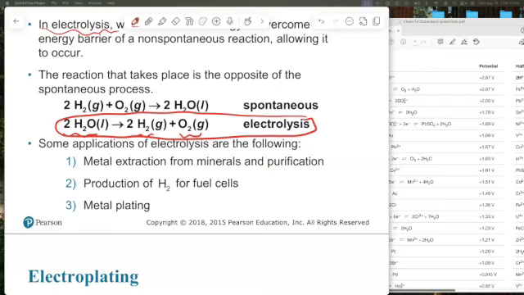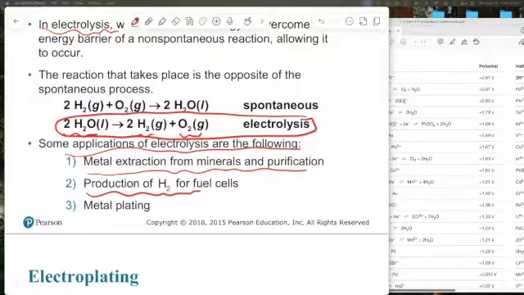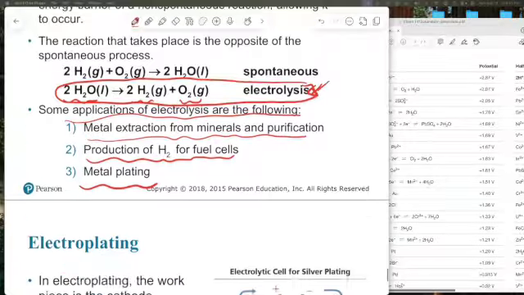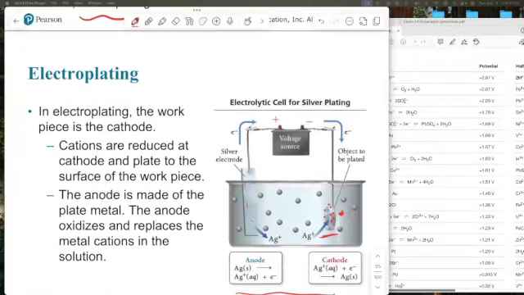Okay. Some applications of electrolysis are the following: metal extractions from minerals and purification. So we can use that to isolate the element from a complex compound like minerals. It can be used to produce hydrogen for fuel cells, like we talked about right here. It can be used for metal plating. So we're seeing an example of metal plating or electroplating.